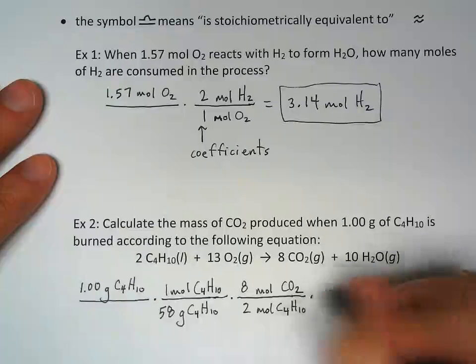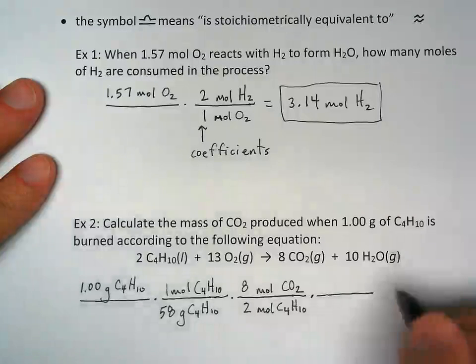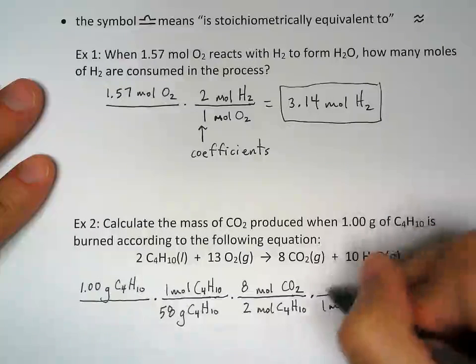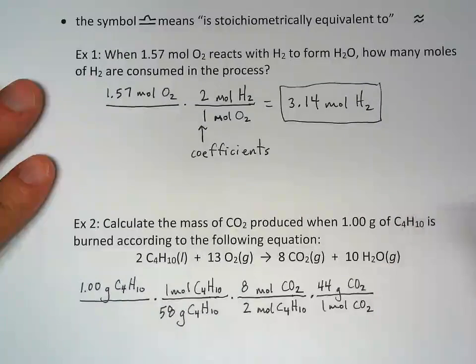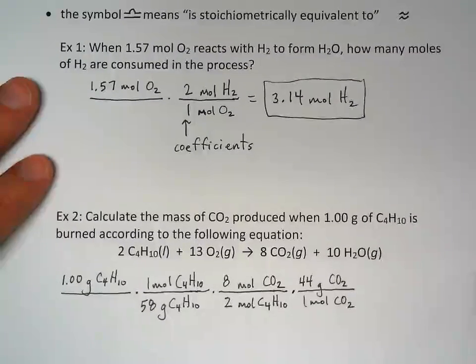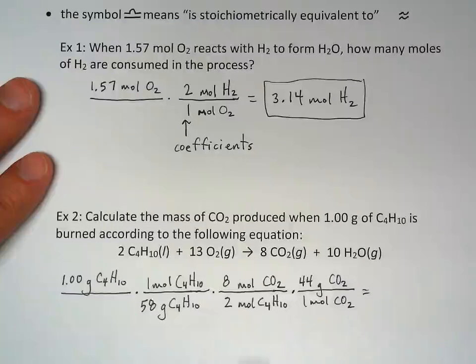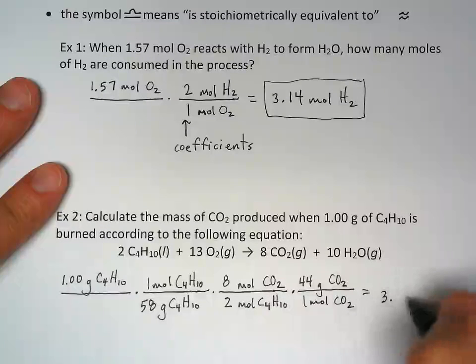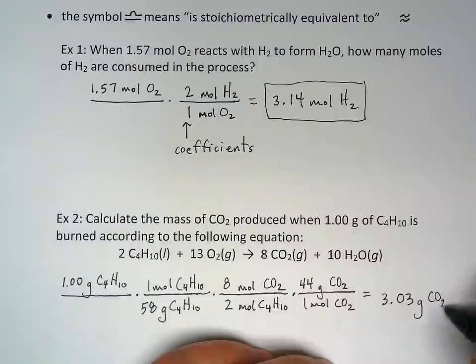Okay, now I'm in moles of CO2. I need to get it into mass, which we already said was grams, correct? So one more step here. We're going to go from moles of CO2 to grams of CO2. Remember, that's the formula mass. Okay, now I'm in grams of CO2. Everything else is canceled. I just do the math. Multiply and divide. Significant figures, you started with 3, so our answer needs 3, so it's 3.03 grams CO2.